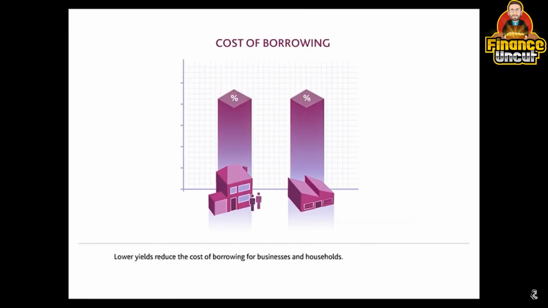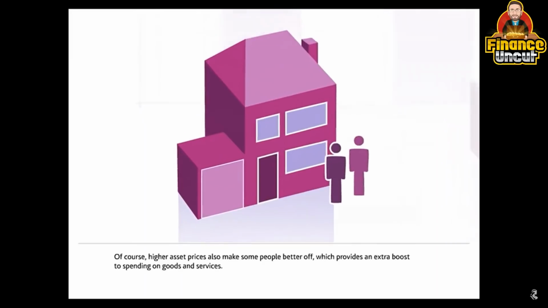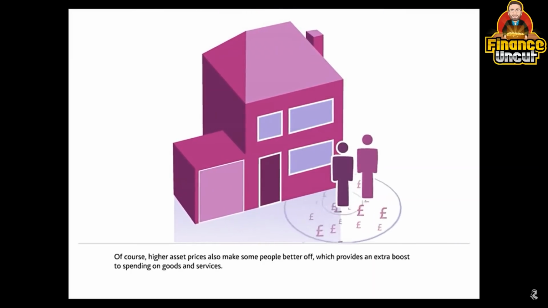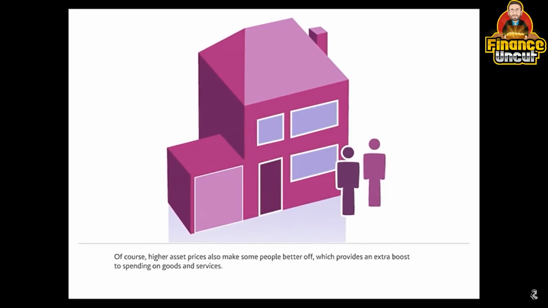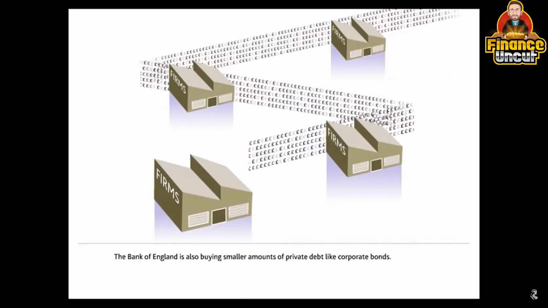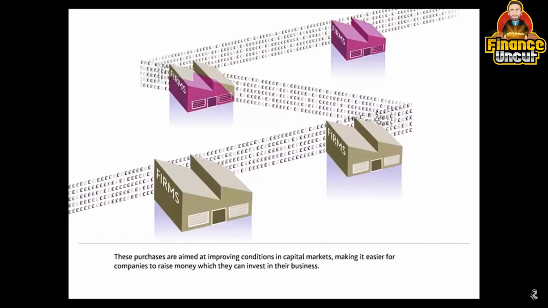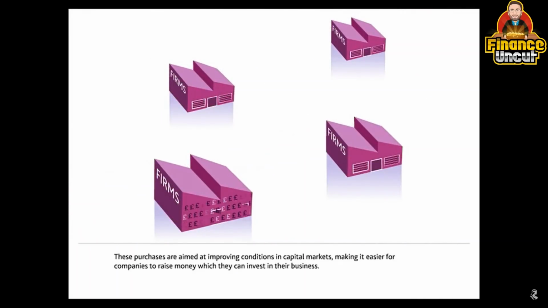Lower yields reduce the cost of borrowing for businesses and households. This, in turn, leads to higher consumer spending and more investment. Of course, higher asset prices also make some people better off, which provides an extra boost to spending on goods and services. The Bank of England is also buying smaller amounts of private debt, like corporate bonds. These purchases are aimed at improving conditions in capital markets, making it easier for companies to raise money, which they can invest in their business.